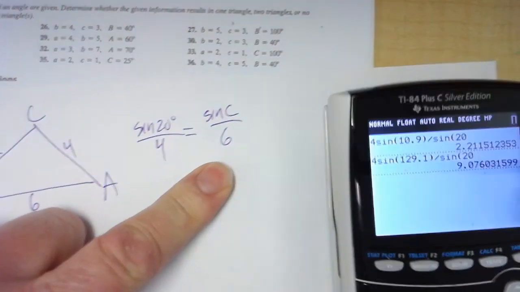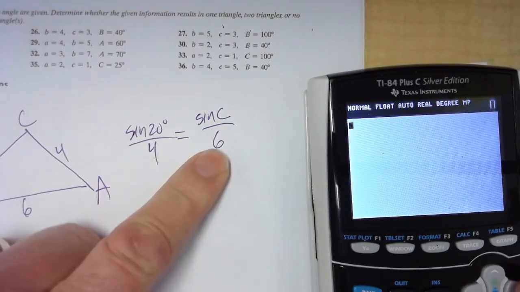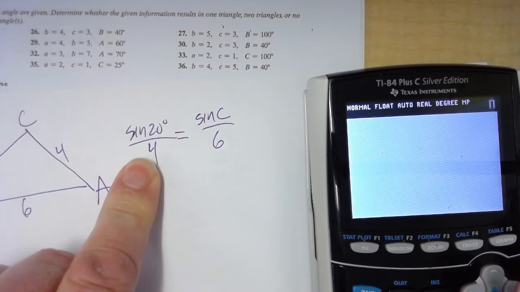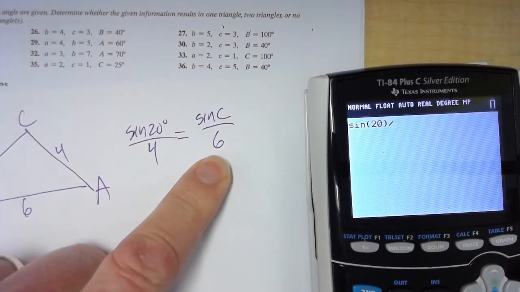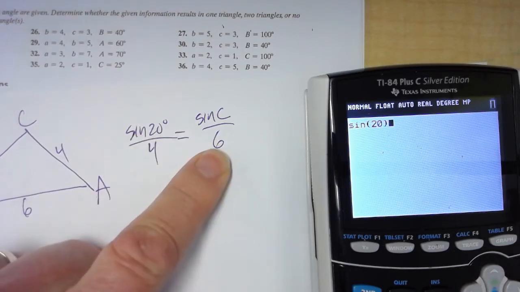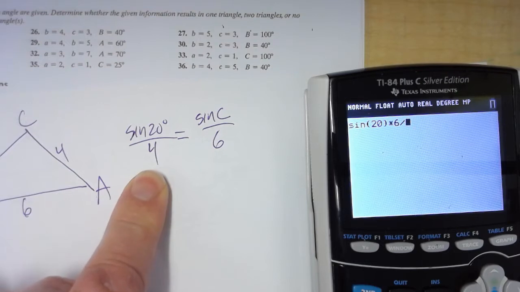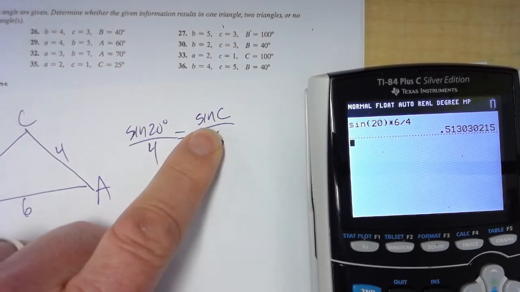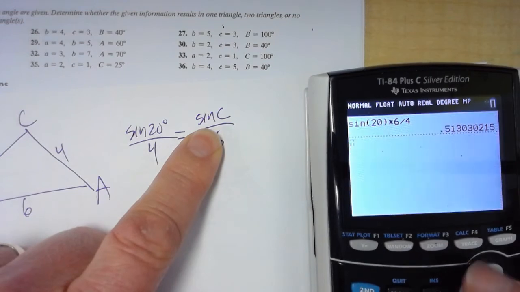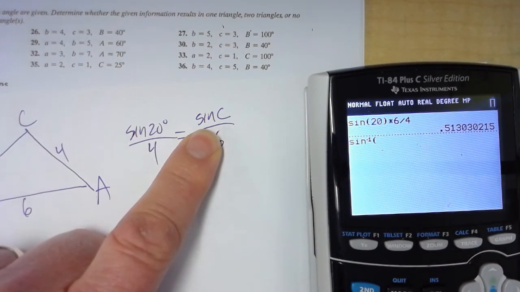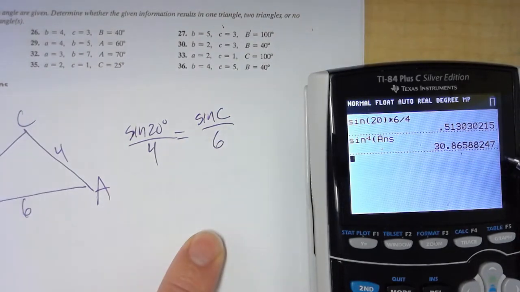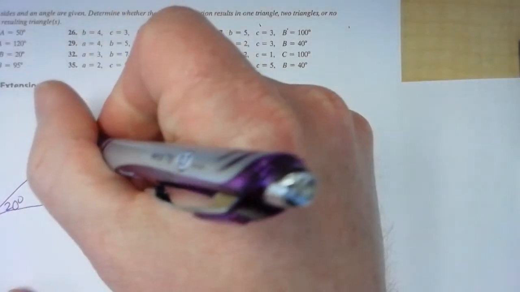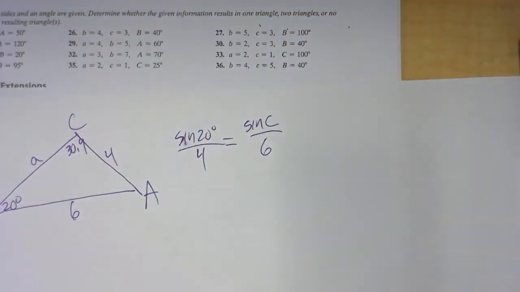So on the calculator, it's this times this divided by this. So it's sine of 20 times 6, this times this, divided by 4. And then we got to do inverse sine. So inverse sine, second answer. So it's 30.9 degrees. So C is 30.9 degrees.